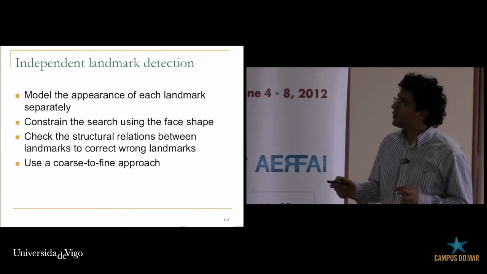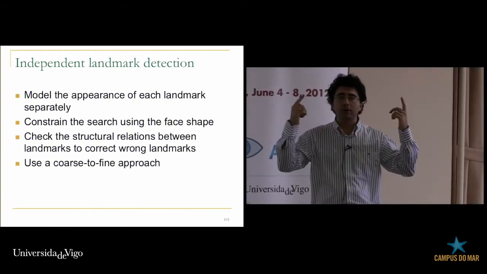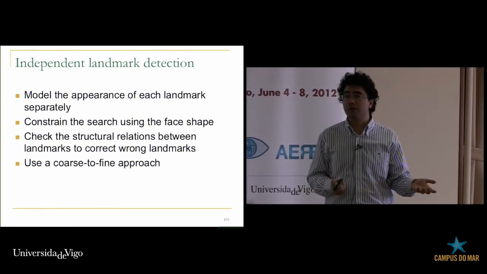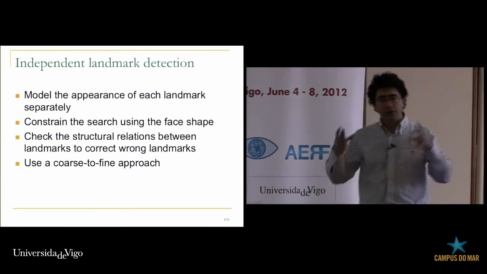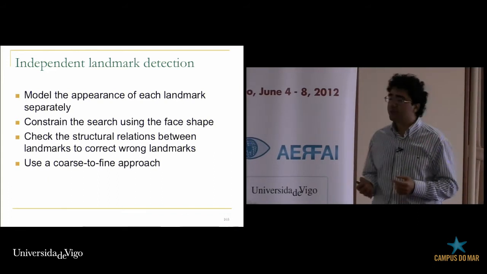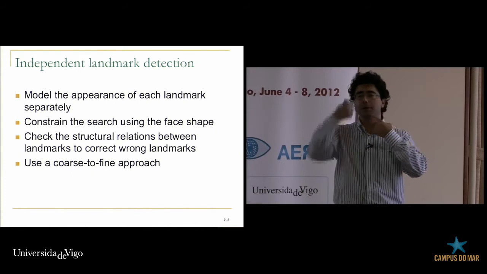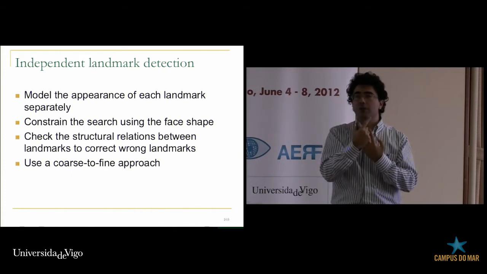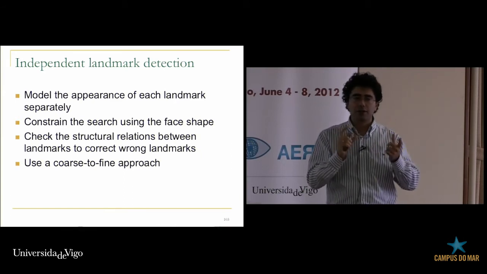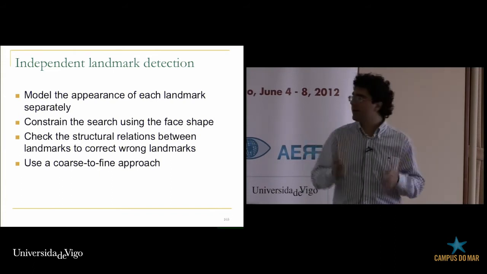We constrain the search using the face shape. So you have detected a face, you have a bounding box. Now there is a certain area where you expect the eye corners to be, or the nose tip. So you can constrain your search. Then we also check the structural relations between landmarks to correct wrong landmarks. If I detect the nose tip here and the mouth corner there, it's obviously wrong. It should be the other way around. So I should check the structural corrections, but in a way that takes into account the rotations of the faces.